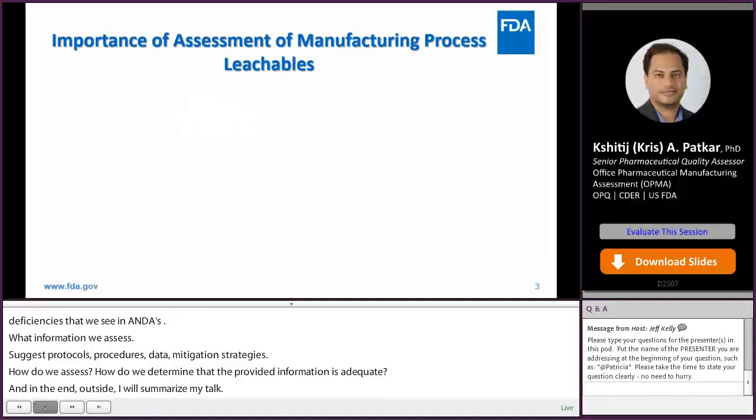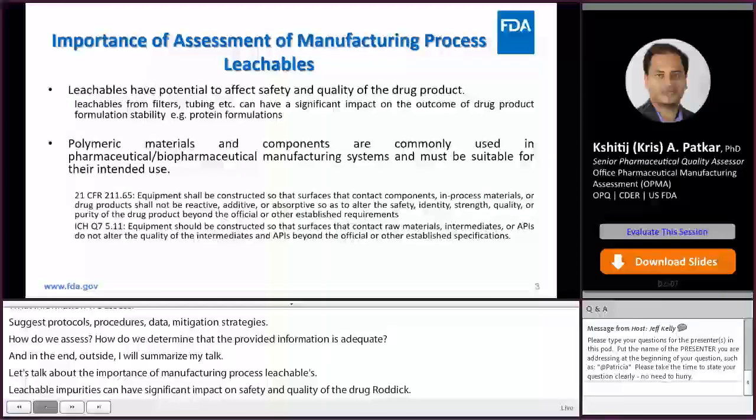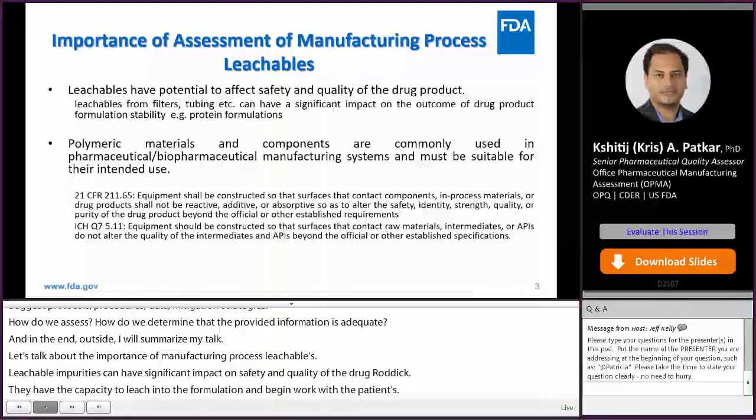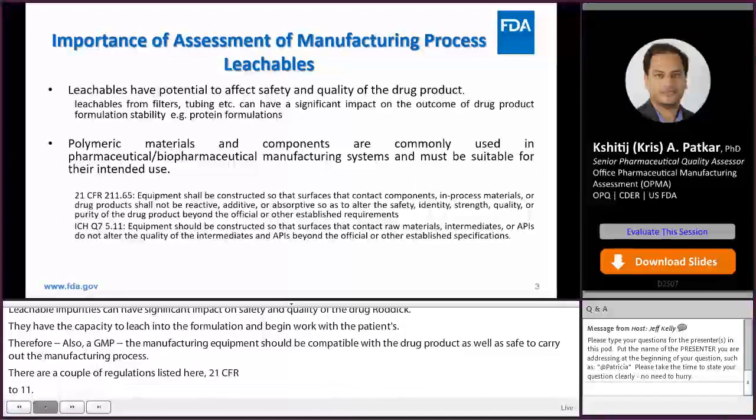So let's talk about the importance of manufacturing process leachables. Leachable impurities can have significant impact on safety and quality of the drug product. They have the capacity to leach into the formulation and be delivered to the patient. Therefore, their risk should be determined. Also, it is a GMP requirement that manufacturing equipment should be compatible with the drug product, as well as safe to carry out the manufacturing process. There are a couple of regulations listed here, 21 CFR 211.65 and ICH Q7 5.11. I recommend that you take a look at these for their recommendations.